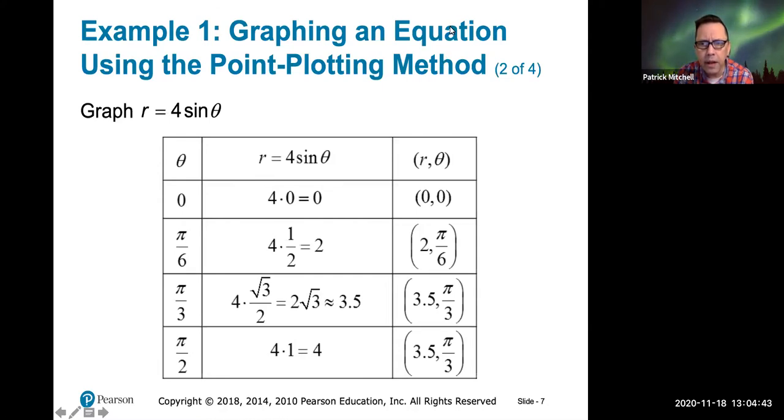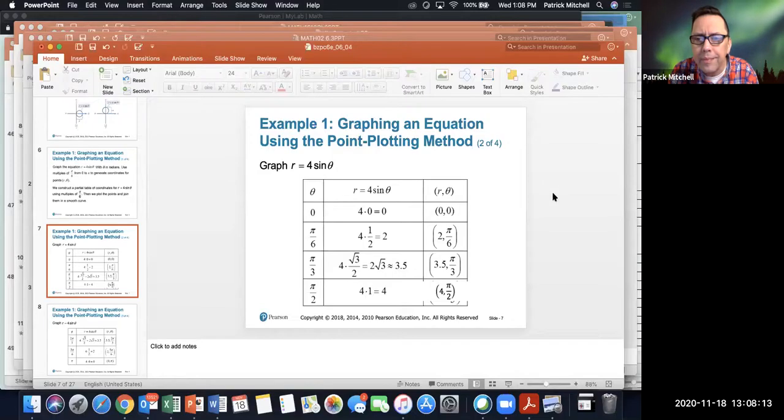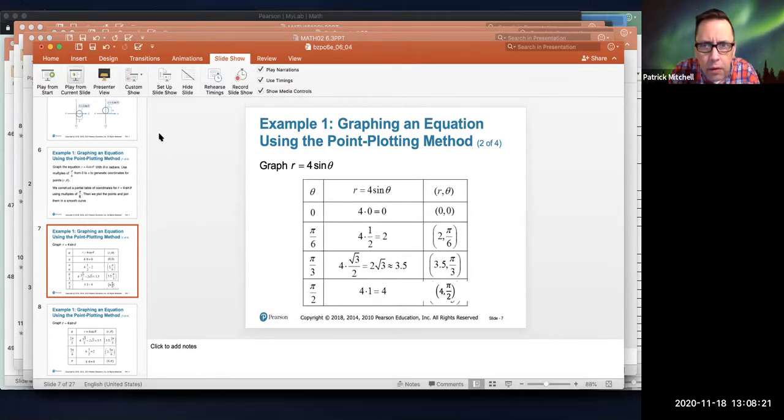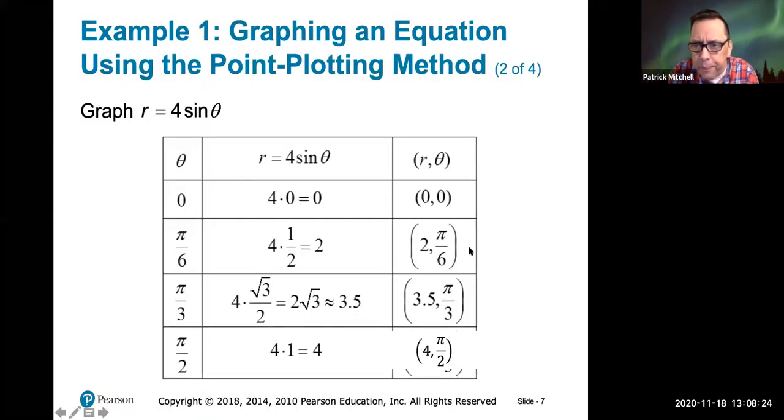Hang on a second, I see a typo there. Okay, we got that typo fixed there. That was just a little copy and paste malfunction, I guess. All right, there we go.